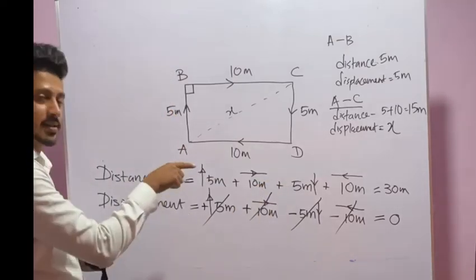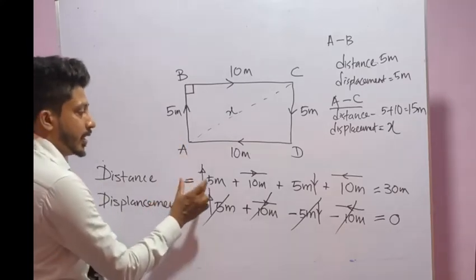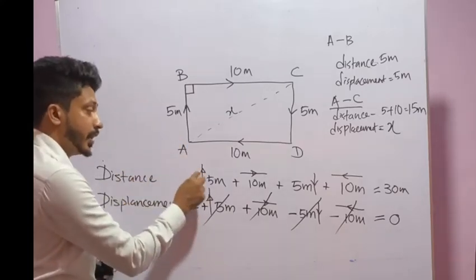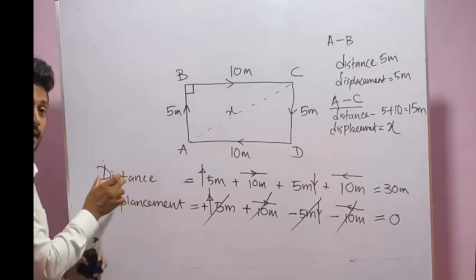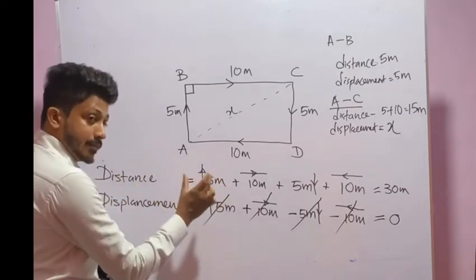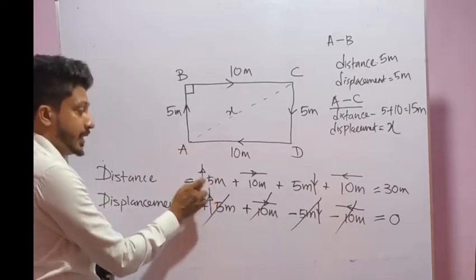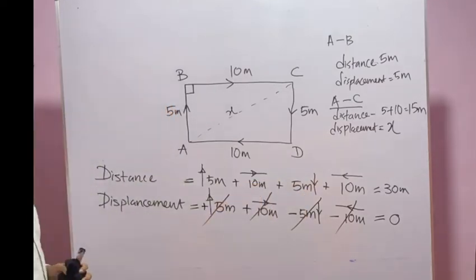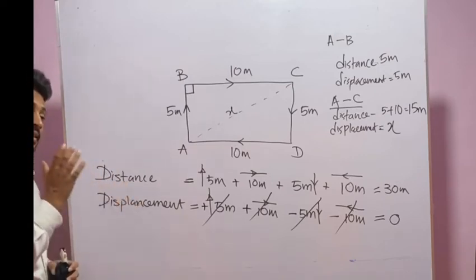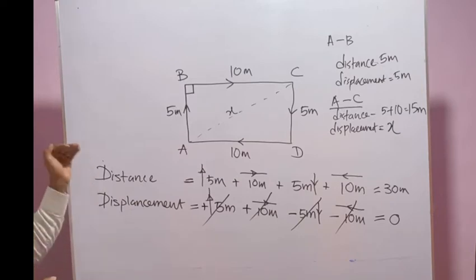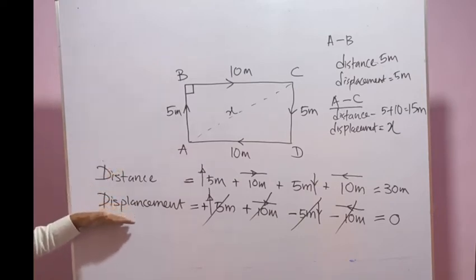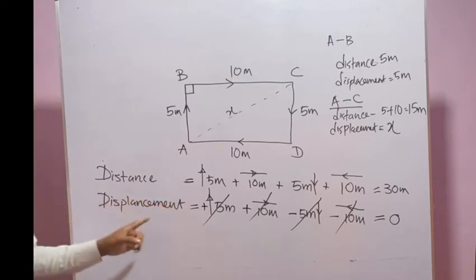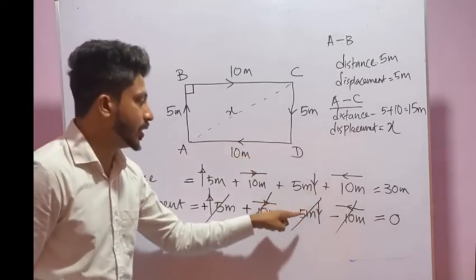I think I missed the plus here. If I repeat that one, we haven't considered the direction in distance because it's a scalar quantity. That is why this upward 5 meters is plus and this downward 5 meters is also plus, because we haven't considered the direction. Why? Because distance is a scalar quantity. Scalar quantities do not depend on the direction. Here displacement is a vector quantity. Because of that we have to consider the direction. That is why upward is plus and downward is minus.